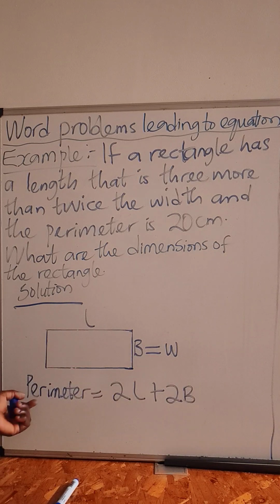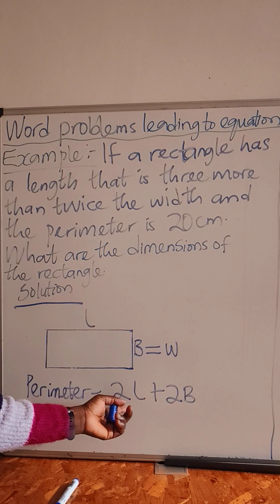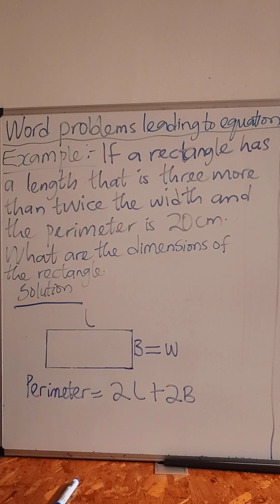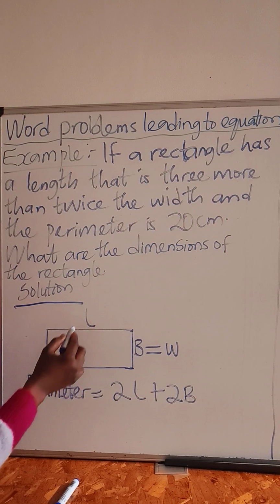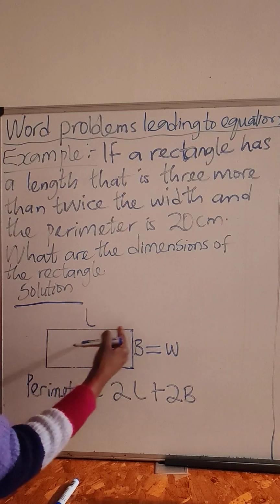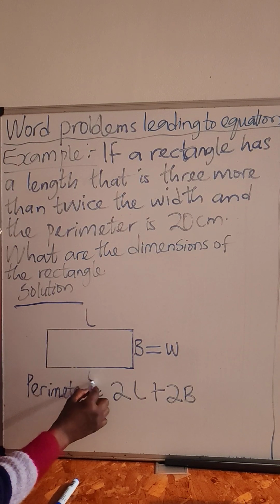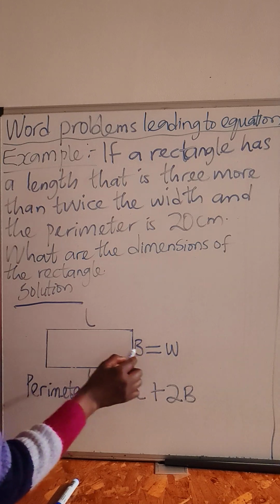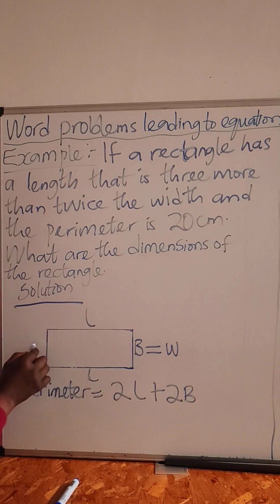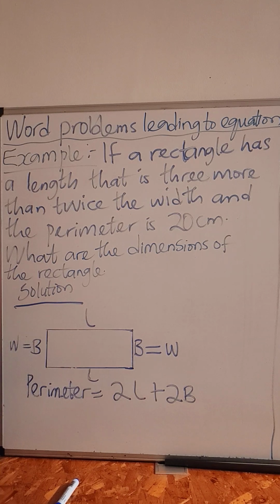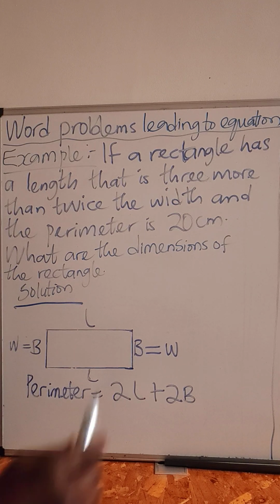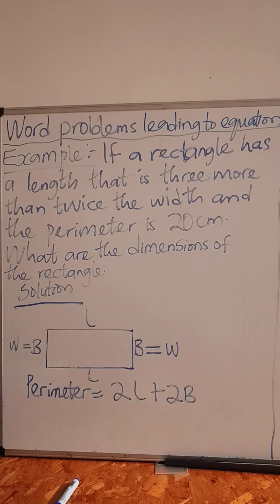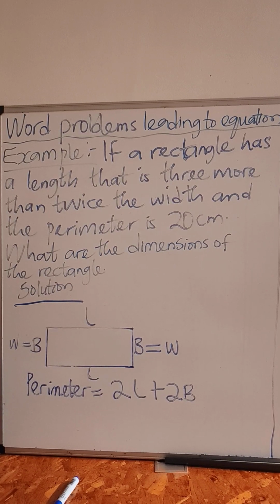So, the perimeter of our rectangle by formula is 2L plus 2B. In other words, we have 2L, 2 longer sides, and 2 shorter sides, which is the breadth and is also the width. So going by what we have in the formula, I want to continue calculating through the information given in the question.